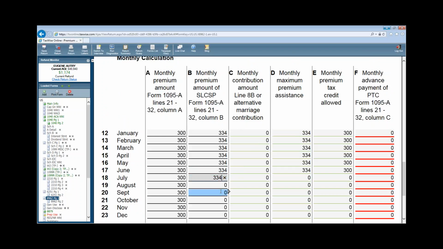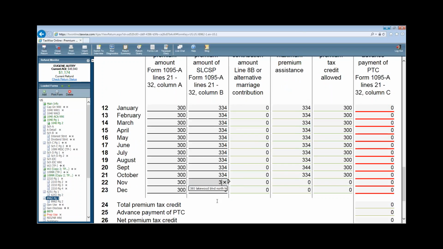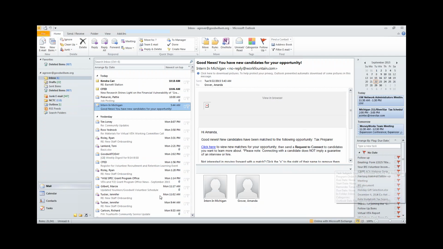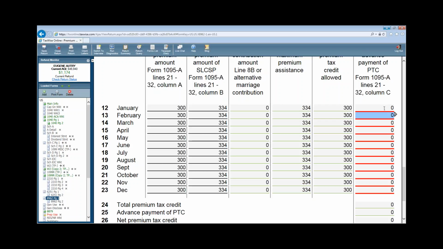And you can see the software starting to calculate the information too. And then our column C, that is not filled out. Let's go check that. They had 142 over here, so that's what we'll go ahead and put on our software too.